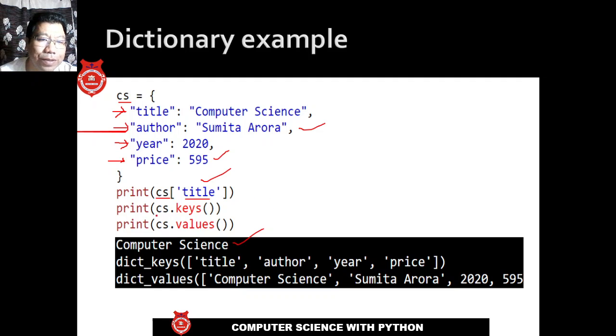And you can also specify the name of the dictionary with keys, so that you will get all the keys available in that dictionary. In the same way, you can also specify cs.values, so that you will get all the values in that dictionary. This is the way to use keys and values. This is the way to access elements from the dictionary. You can access the elements, the keys, the values, etc.